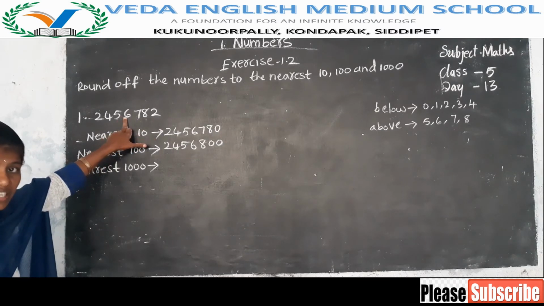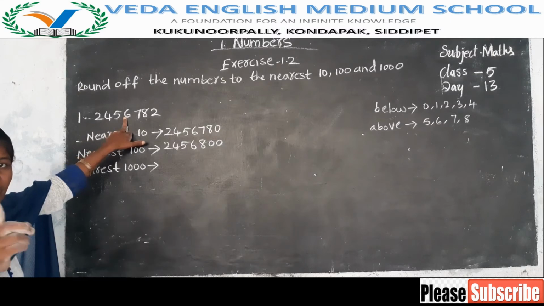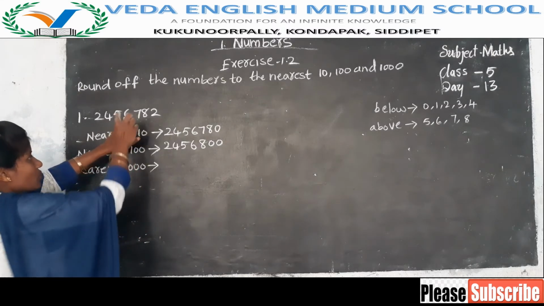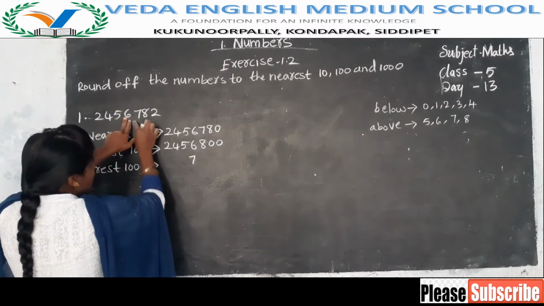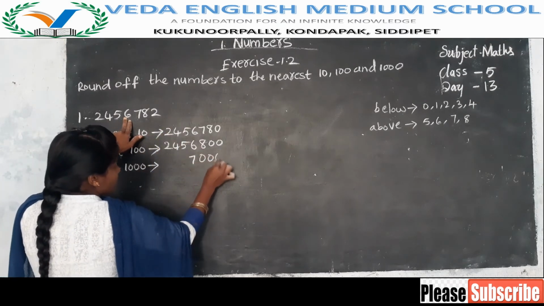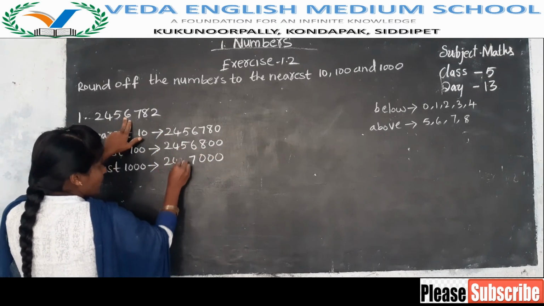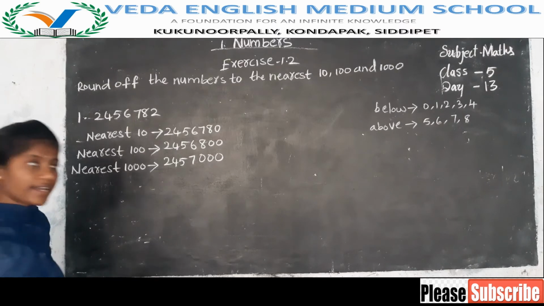What is the next number here? 6. If you increase the 6 by one time, then what you will get? 7. So 7. These are zeros. Remaining 2, 4, 5. Next question.